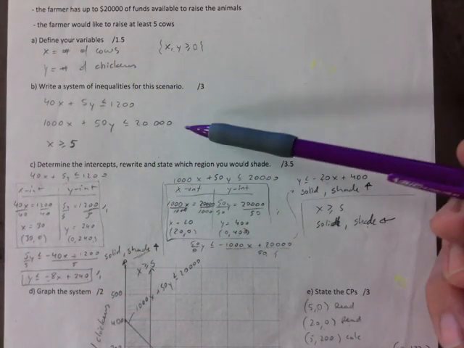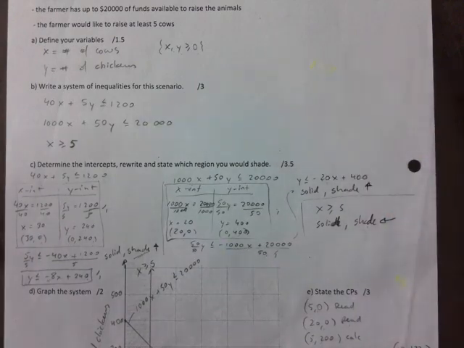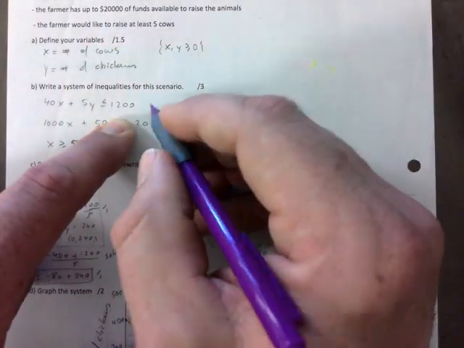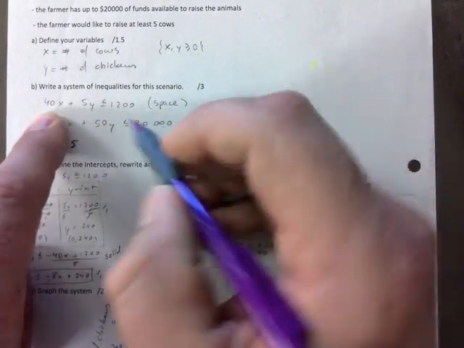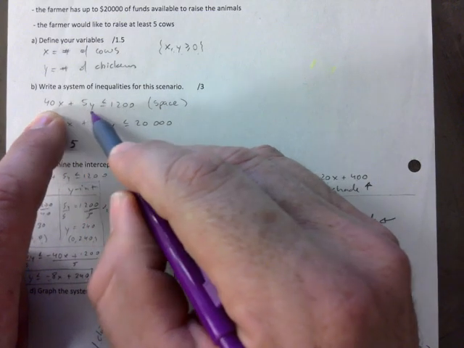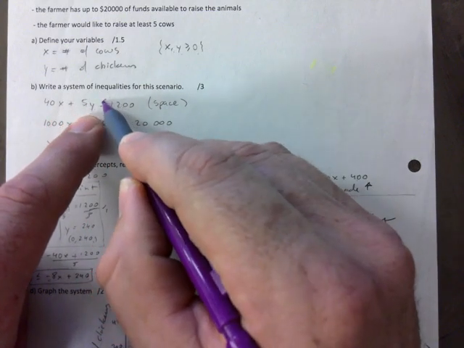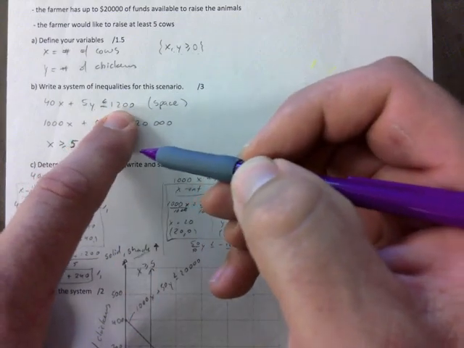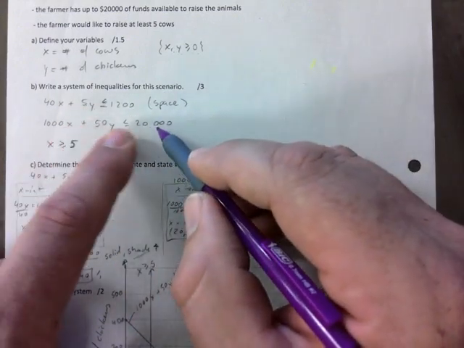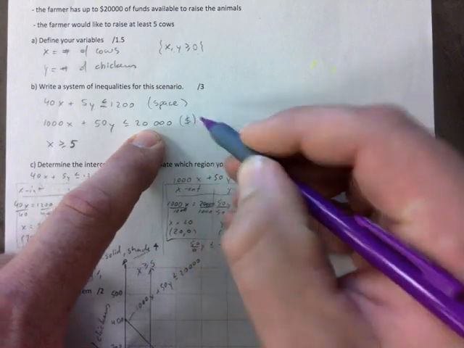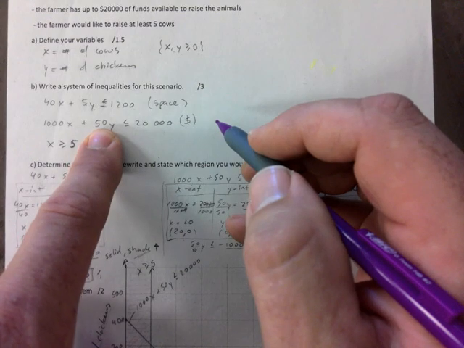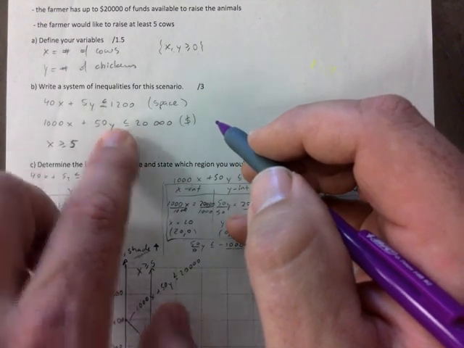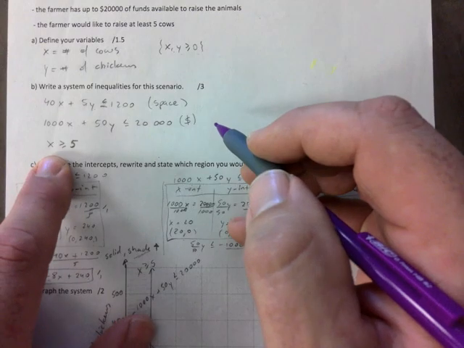And here are your three inequalities, right? This one talks about the space restriction. So 40 for a cow, 5 square feet for a chicken, that has to be less than or equal to 1200 because you only have that much space available. The next one was on money, right? This one had to deal with money. So 1000 for a cow, $50 for a chicken. And so that has to be less than or equal to 20,000.